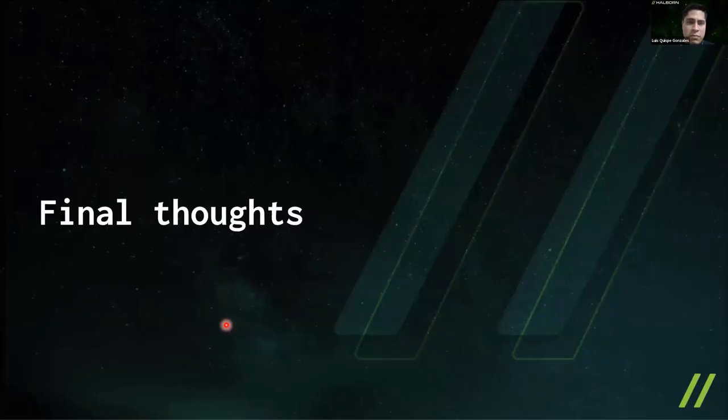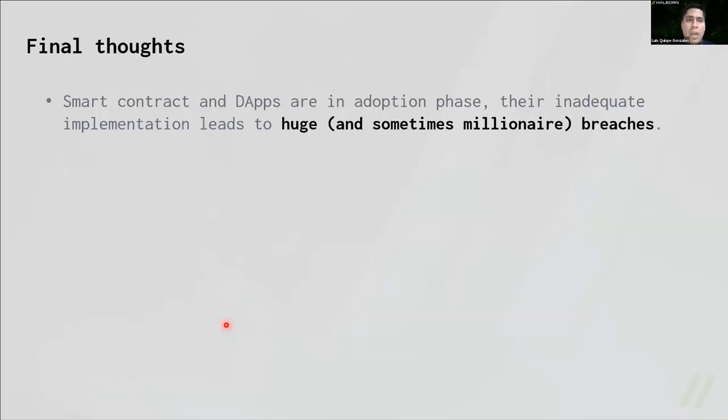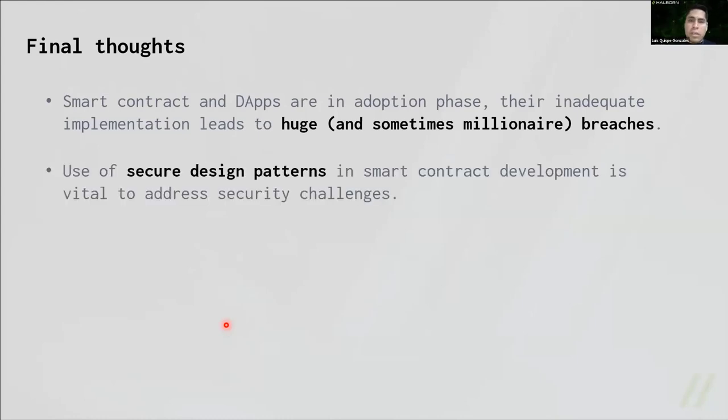Final thoughts. Smart contracts and dApps in general are in an adoption phase. So you have to use them with care, because if not, it can lead to huge and sometimes multimillion-dollar breaches. So you have to use secure design patterns when you develop a smart contract. They have to be born secure from the creation.